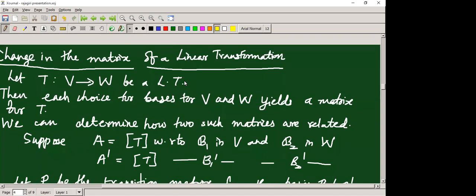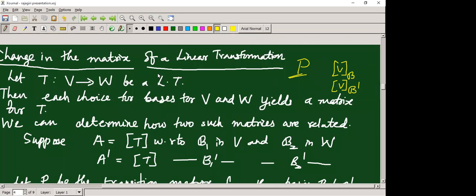So the transition matrix is for changing the coordinates of a vector with respect to B to the coordinates of the same vector with respect to B dash. That is related by: matrix of V with respect to B is equal to P into matrix of V with respect to B dash. And P is the corresponding transition matrix. Its jth column is the coordinate matrix of the jth element of B dash with respect to B.